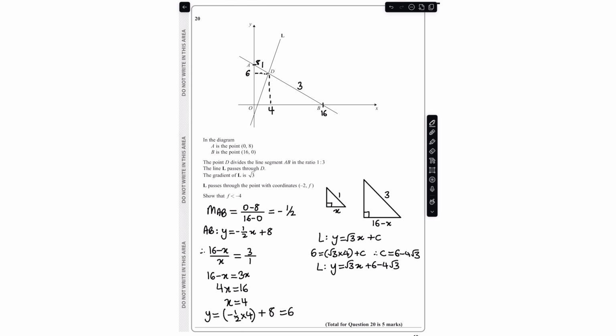And finally, seeing as L passes through the point -2, f, we can substitute these coordinates into the equation of L to determine the value of f. So f equals √3 times 2 plus 6 minus 4√3. So f equals 6 minus 6√3, giving us -4.39. Therefore, f is less than -4.